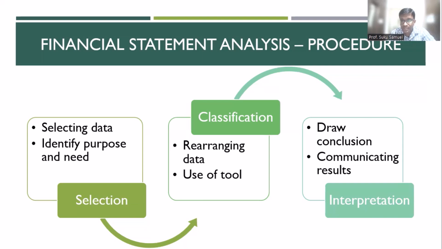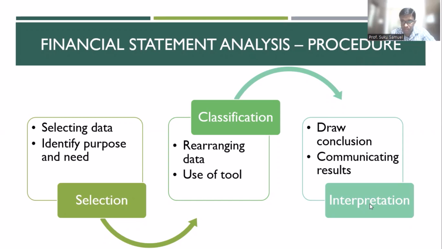So I'll repeat this once again. In step one, you would be selecting the data. Step two, you would be classifying, that is, applying some form of analysis. Then step three, you would be carrying out interpretation, that is, writing out the meanings and interpretations for the statements that you have prepared. Okay, so these are the steps to financial statement analysis.